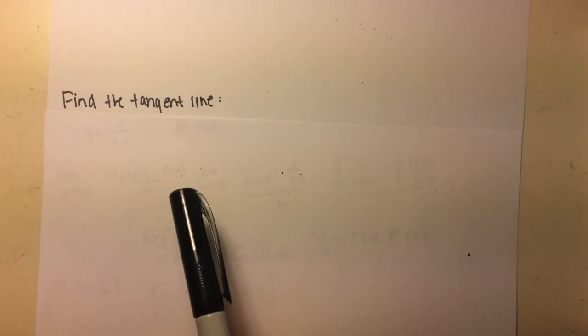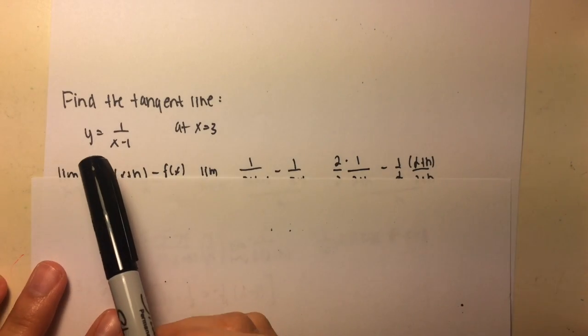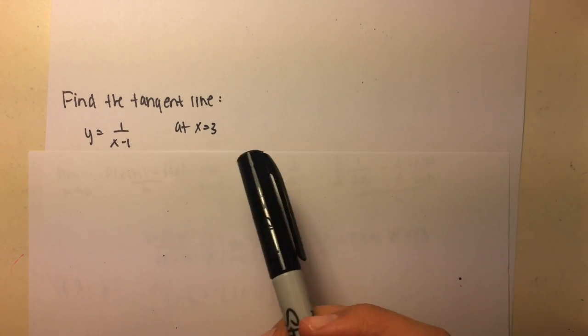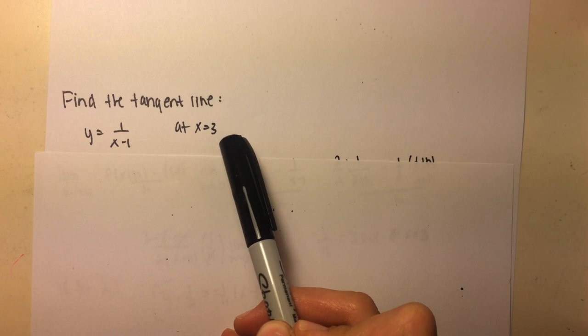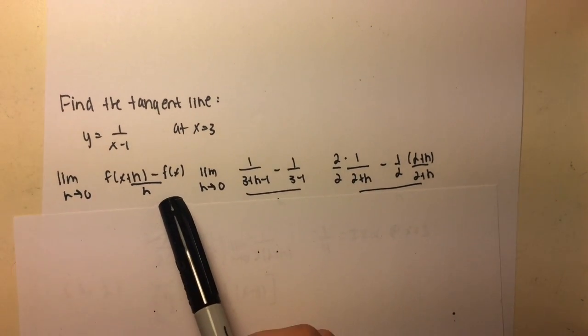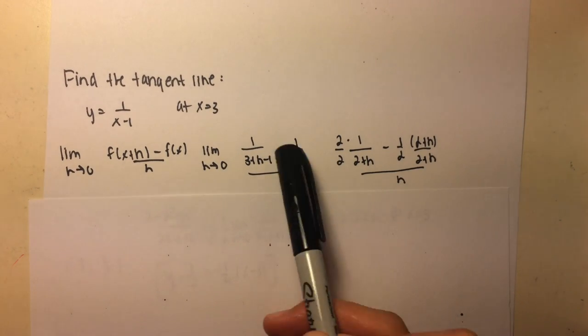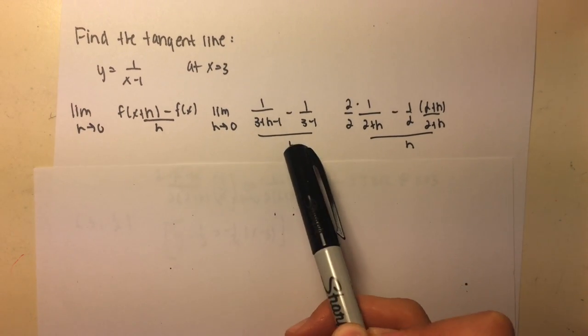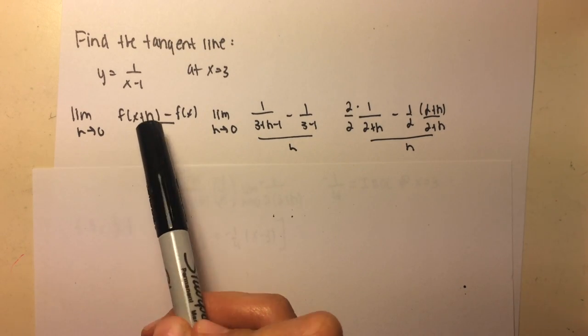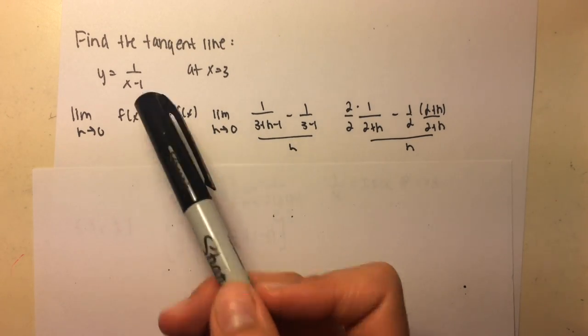Our last problem is finding the tangent line. Our function is y equals 1 over x minus 1 at x equals 3. We're going to need the y value and the slope, for which we're going to use the definition of a derivative, which is written right here. Once again, if you know the x value, you can plug it in right away. Sometimes it's easier to do so. Sometimes it's easier to keep the x plus h, but you're going to put an x plus h wherever you see an x and subtract the original.